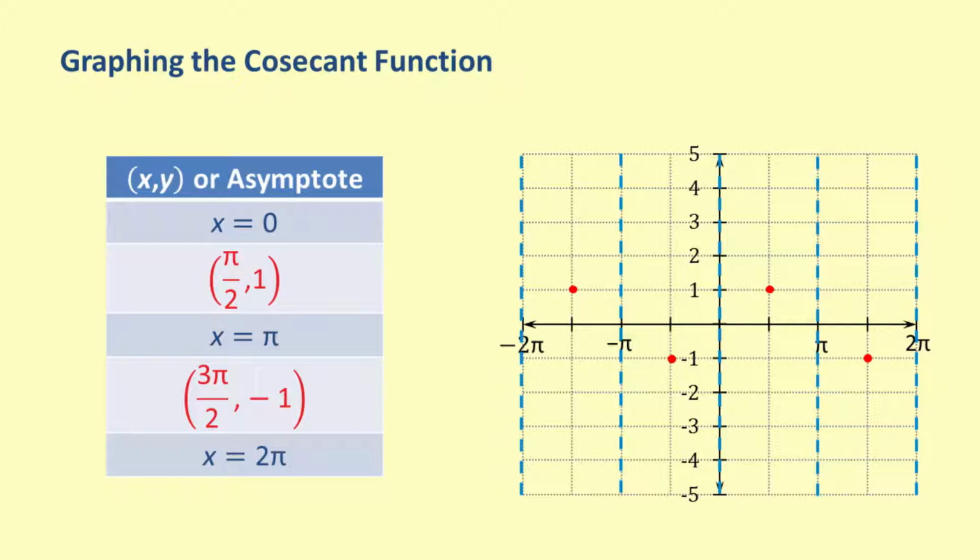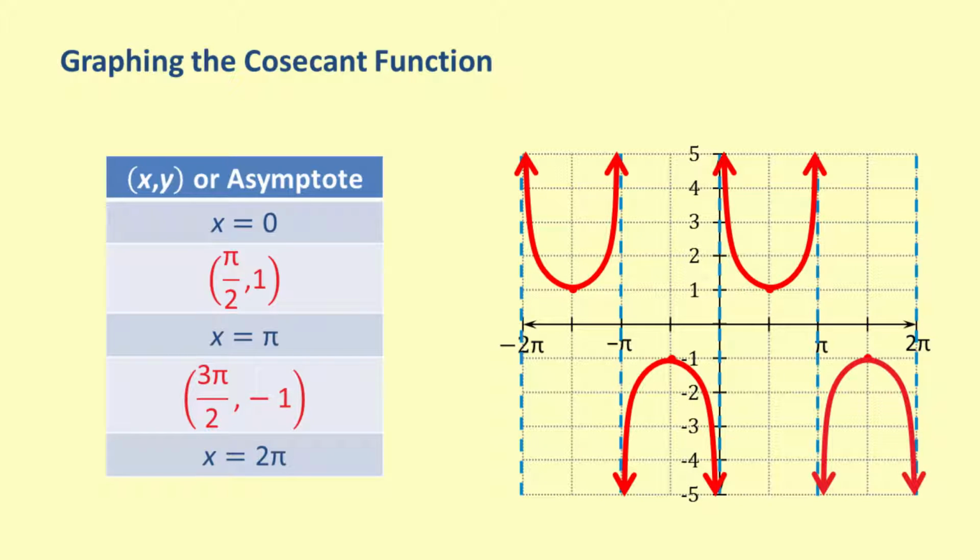The cosecant function grows without bound in either the positive or negative direction, and there are no x-intercepts because cosecant cannot equal 0. Knowing this, we are now able to approximate the graph of the cosecant function as shown.